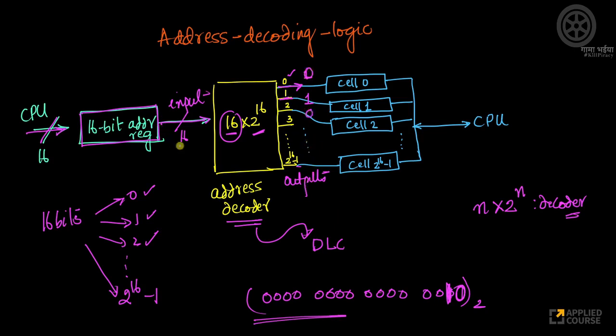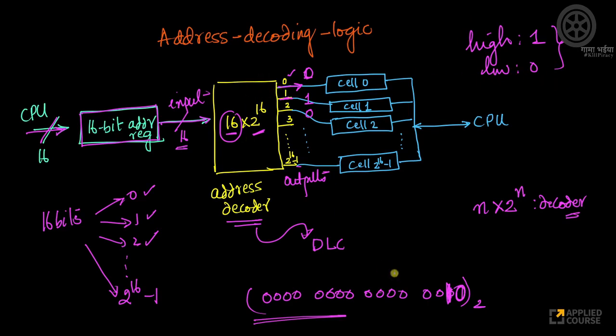So given any 16-bit address, only one of these output lines is high or active. Look at this, only one of them. When I say high, I mean it will be set to a value of 1. When I say low, it means it will be set to a value of 0. I could use these words high or active, or low or inactive.